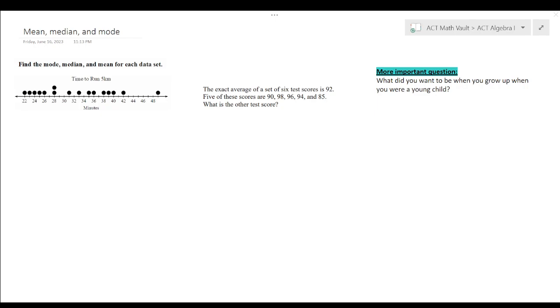about the fun question. What did you want to be when you grew up, when you were a young child? My answer to this is a firefighter.